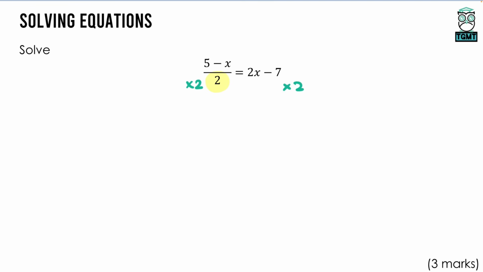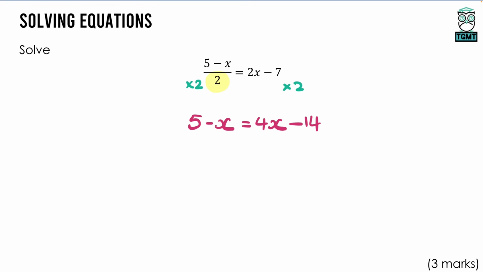When we do that, the numerator on the left doesn't change. We're just getting rid of that divide by 2. So on the left, we have 5 minus x. On the right, we're going to multiply both terms here by 2. So the 2x becomes 4x, the 7 becomes 14, and that symbol there just stays the same. We now have this nice straight line equation.